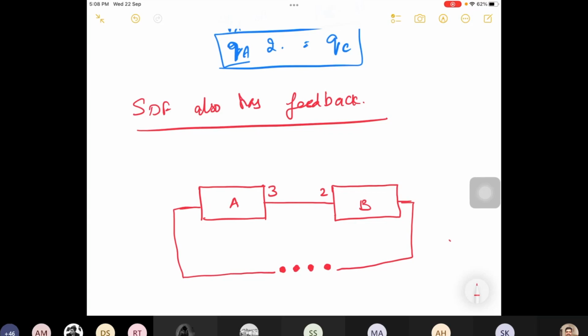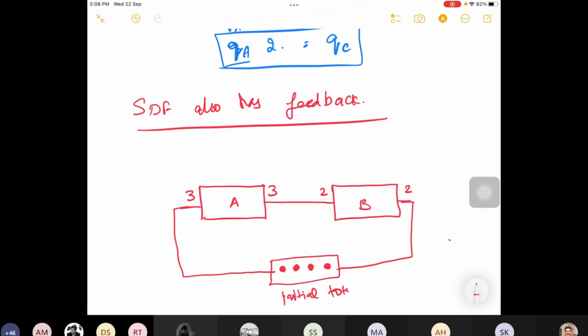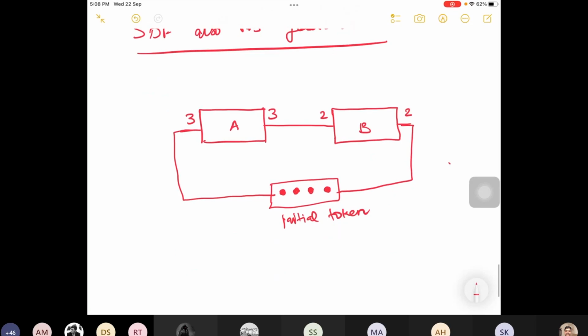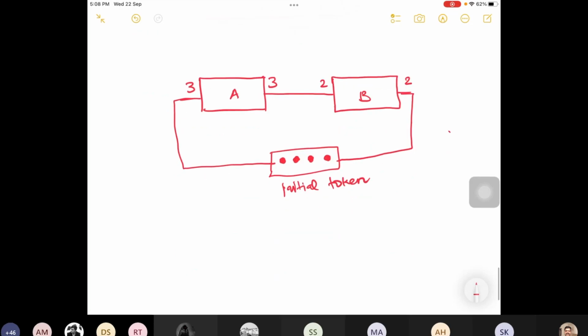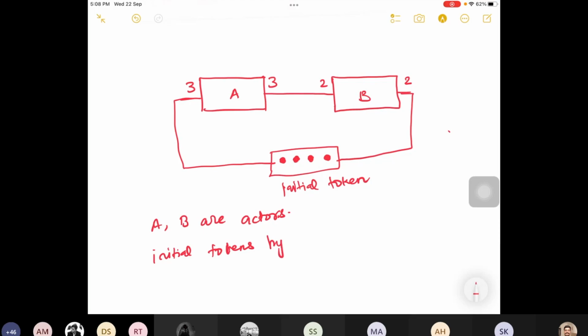Since it is 3 here, and B is consuming 2, it also produces 2. And A is producing 3, so it should also consume 3. Now this is my token. This I call the initial token. Now this is the feedback. In this case, A and B are actors, with initial tokens provided by the feedback loop.